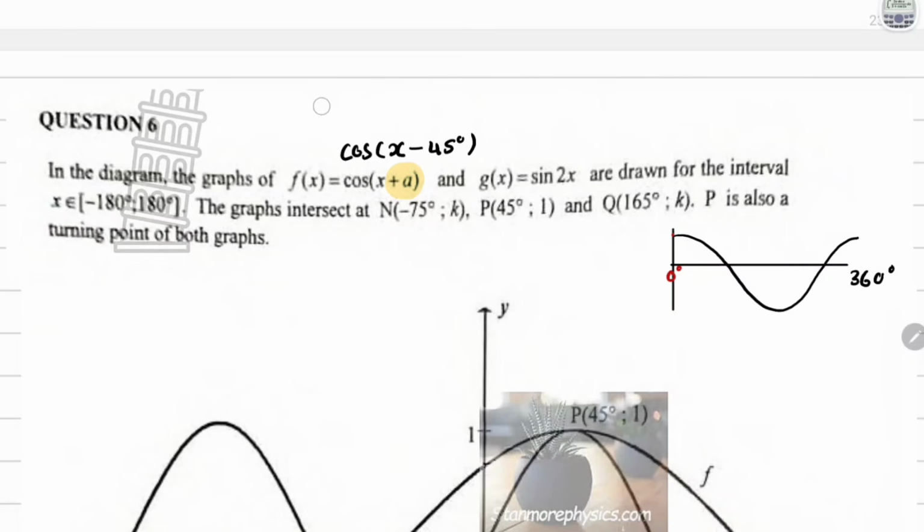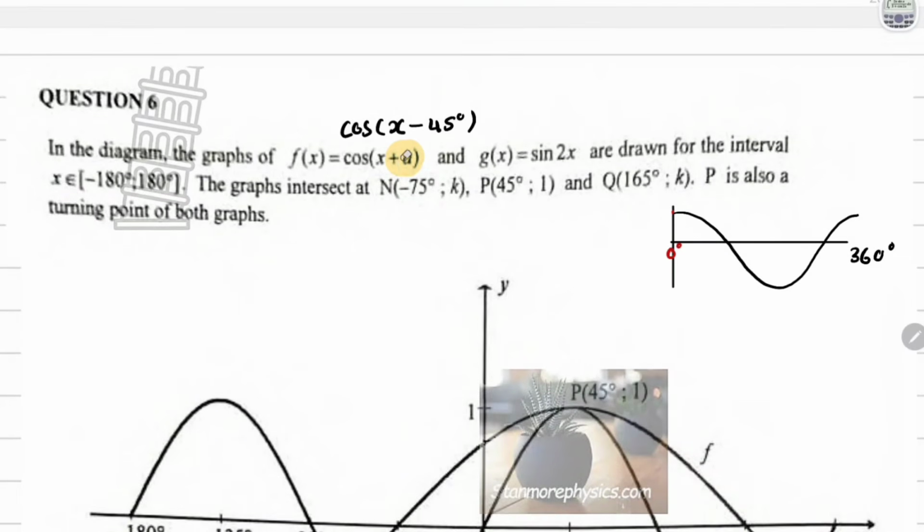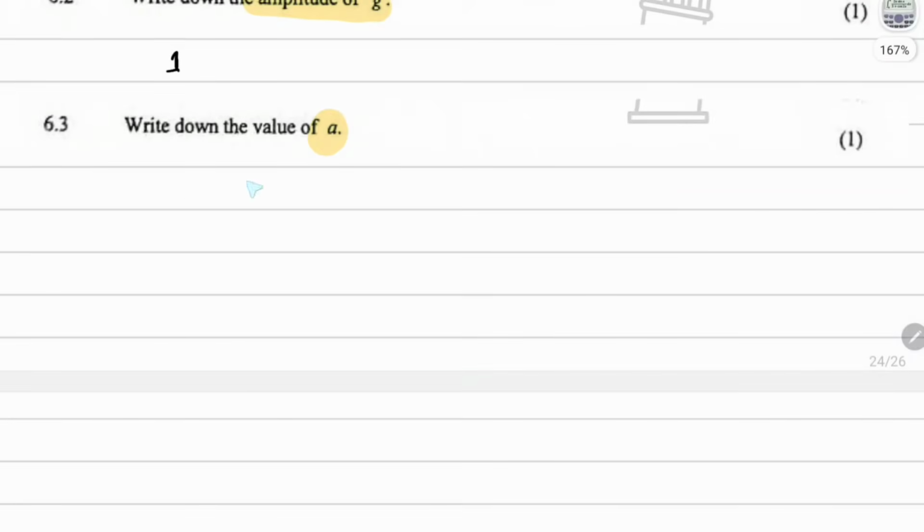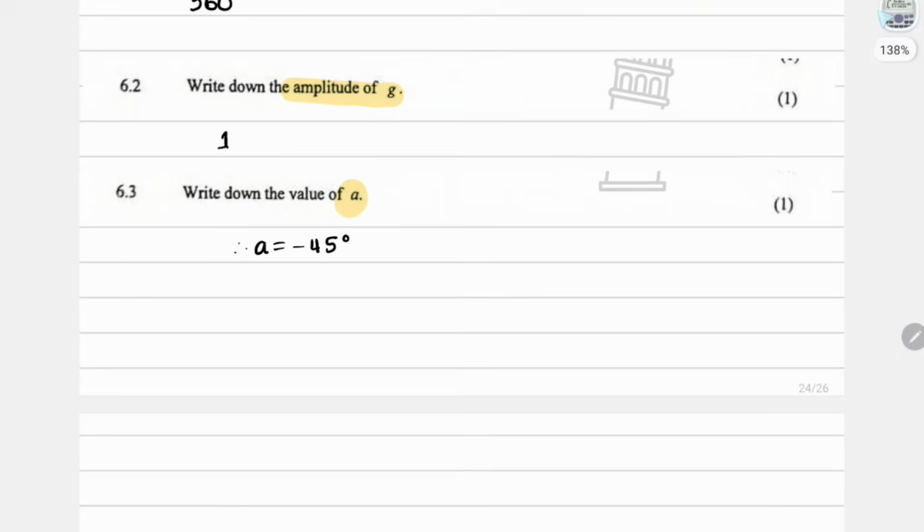I can erase those now. And so that would mean that the value of A is negative 45 degrees. Okay, so that is the value of A. A is equal to negative 45 degrees. Okay, moving on to the next question.